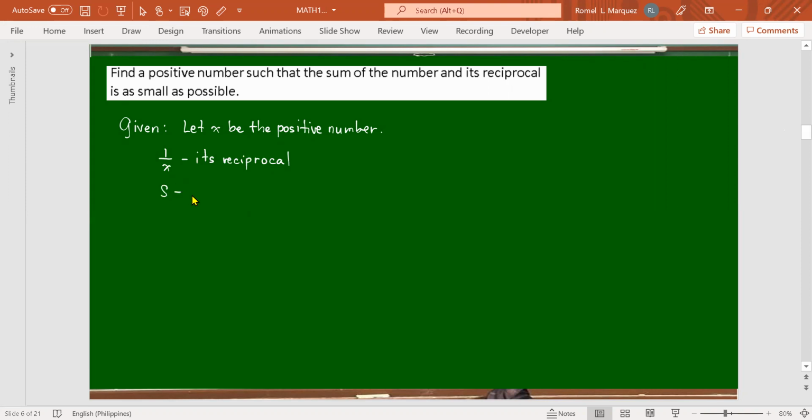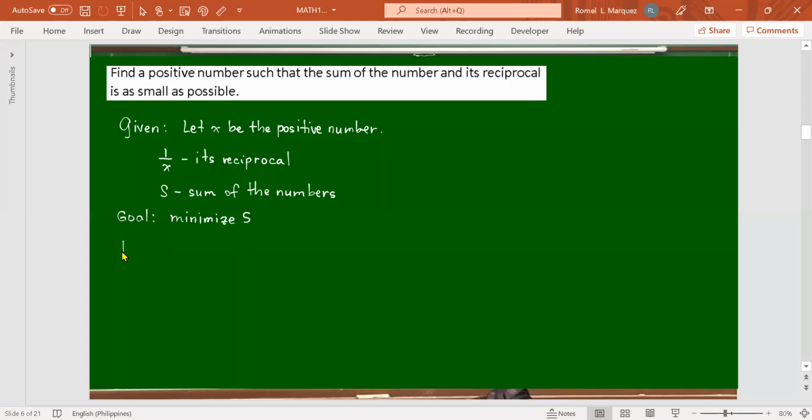Let's say S is the sum of the numbers. If S is the sum of the numbers, what is our goal, guys? Our goal is what? Anyone? To minimize S. Am I right, guys?